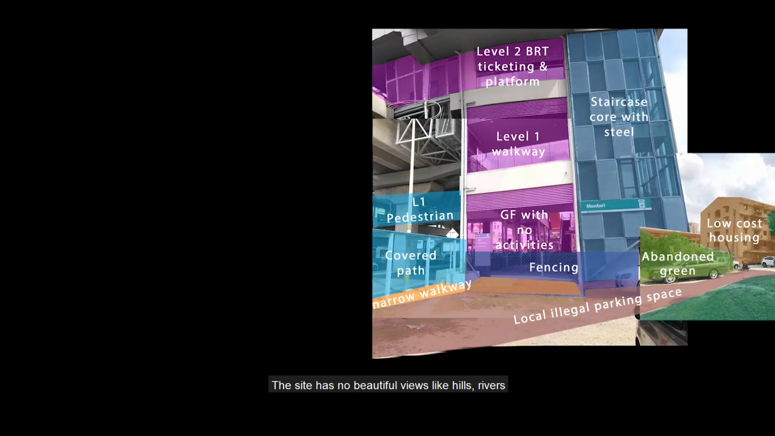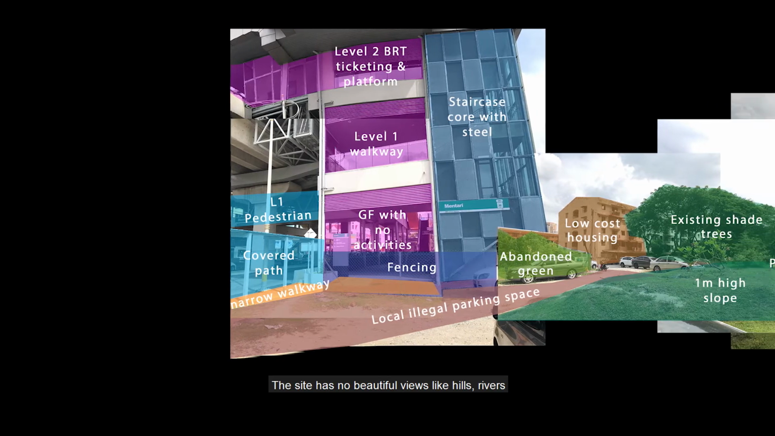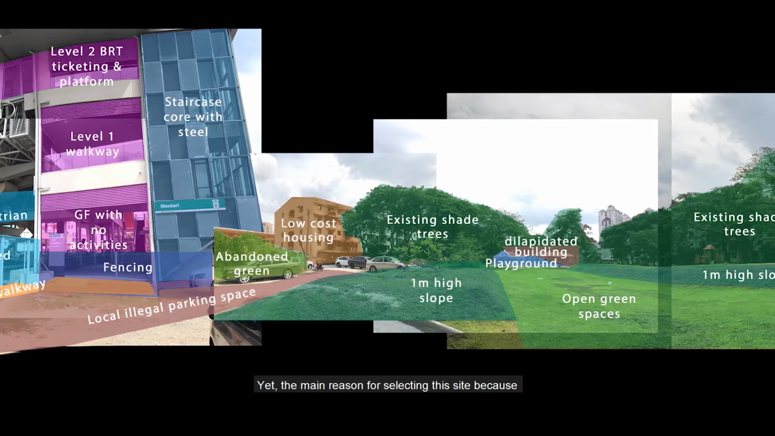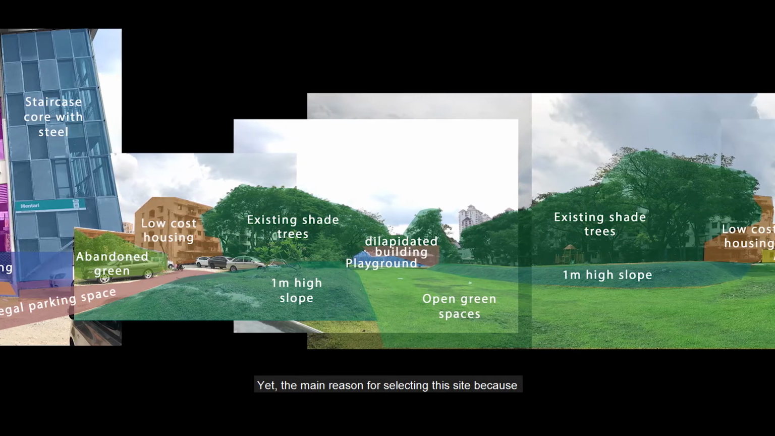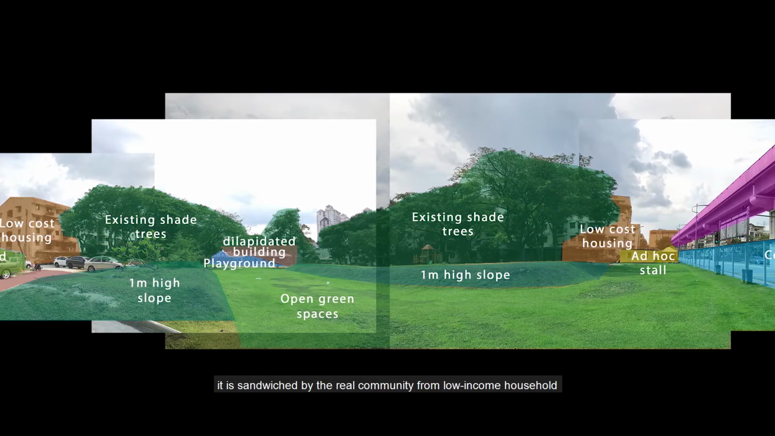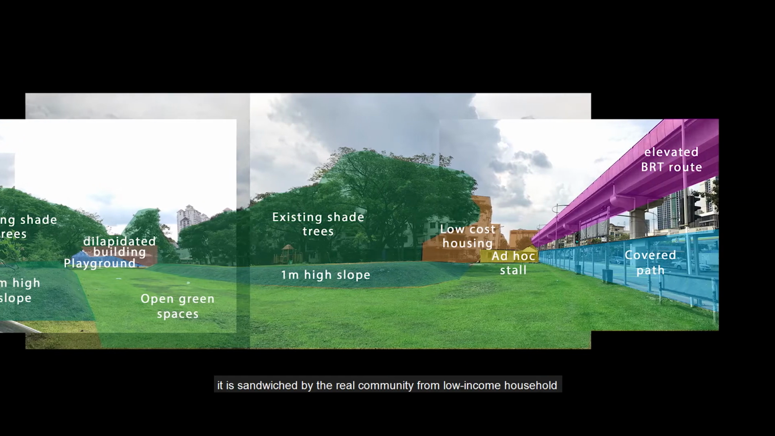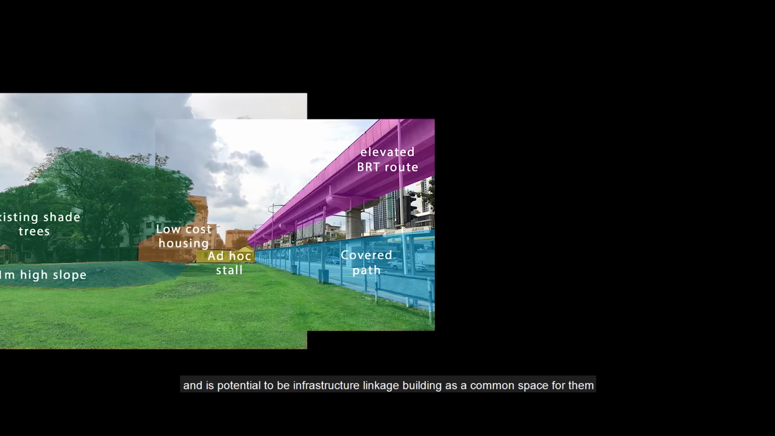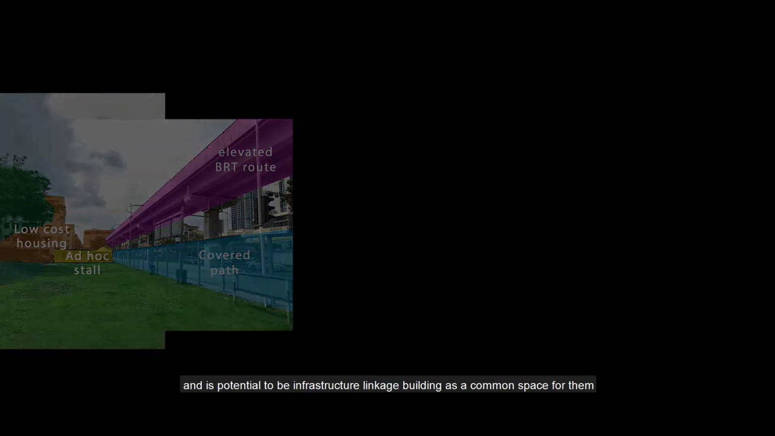The site has no beautiful views like hills, rivers, or special landmarks in the surroundings. Yet, the main reason for selecting this site is that it is sandwiched by the real community from low-income households, and its potential to be an infrastructure linkage building as a common space for them.